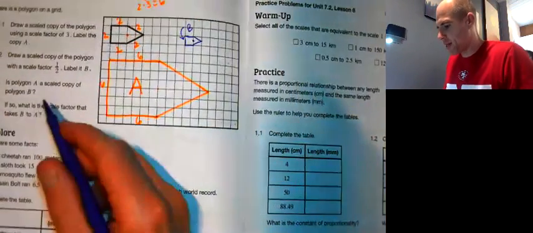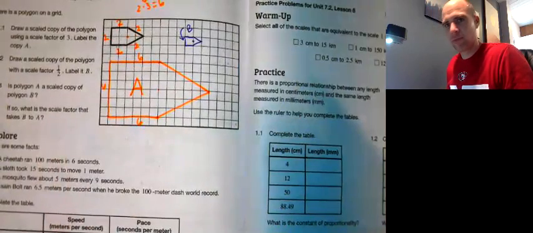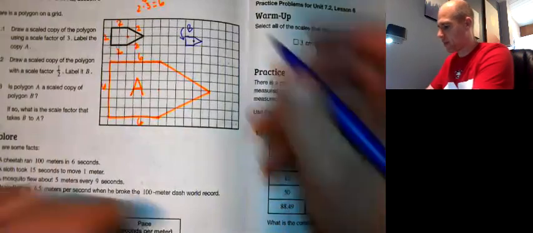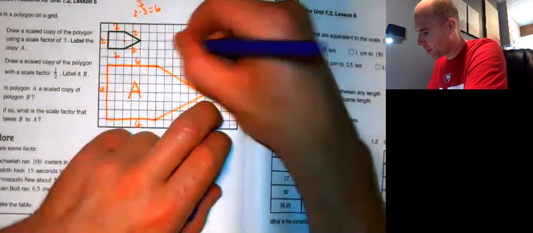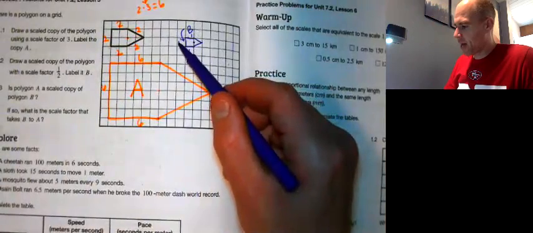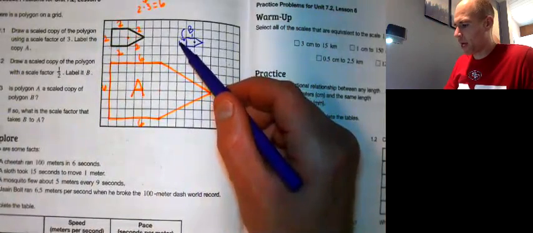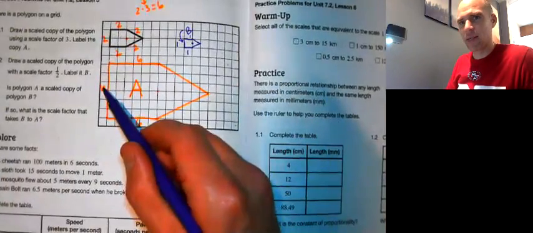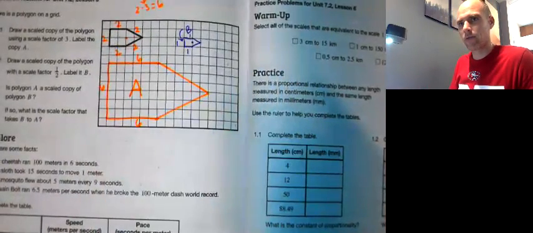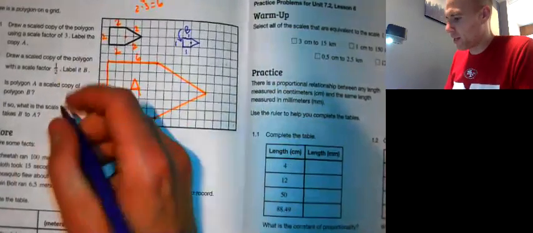Is polygon A a scaled copy of polygon B? Absolutely. It's a scaled copy if I can find a scale factor, right? So let me label this 1, 1, 1. Well, I see that I can take any side of B, multiply it by 6, and get the sides of A. So they're scaled copies of each other. The scale factor to go from B to A is 6. Oh, and that's exactly what they're asking here. So the scale factor to go from B to A is 6.